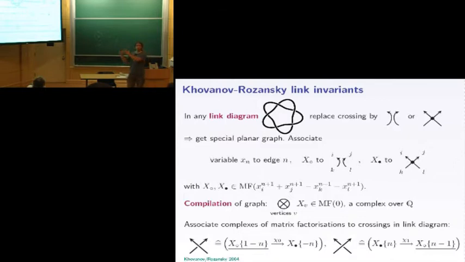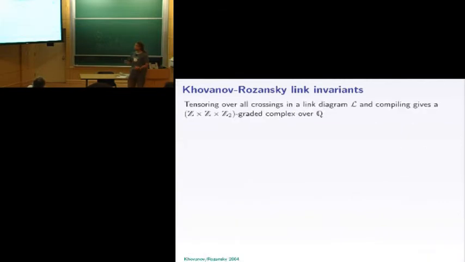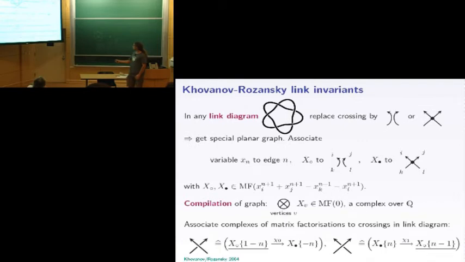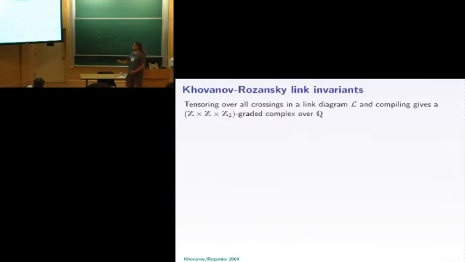Now, in order to get from this data the categorified link invariants that Khovanov and Rozansky described, we tensor over all the possible crossings all these little complexes. So to each crossing I associated a complex of matrix factorizations, and now we tensor over all these crossings, and because matrix factorizations are Z times Z2 graded, R charge and the usual Z2 grading, and because we have the homological degree that comes from all these complexes, we have another Z factor. So we have that kind of complex over Q, and by definition, Khovanov-Rozansky homology is the homology of this complex.